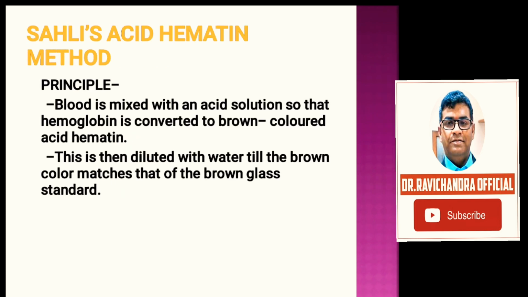Coming to the Sahli acid hematin method, the principle is that when blood is mixed with an acid solution, the hemoglobin gets converted to a brown colored acid hematin. This is then diluted with water until the brown color matches that of the brown glass standards of the Sahli tube.